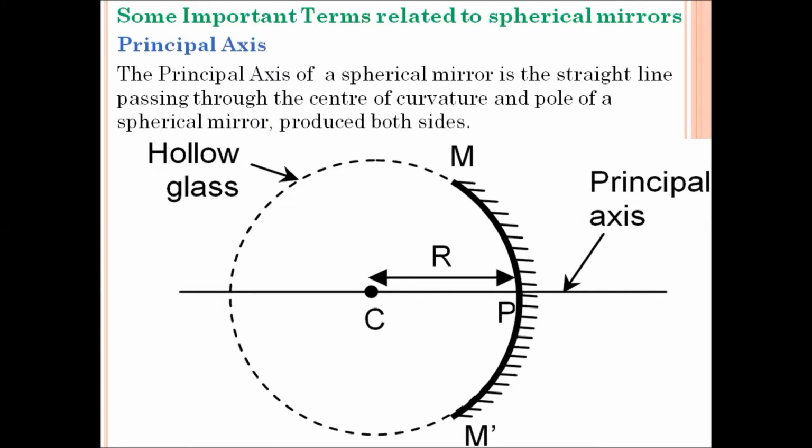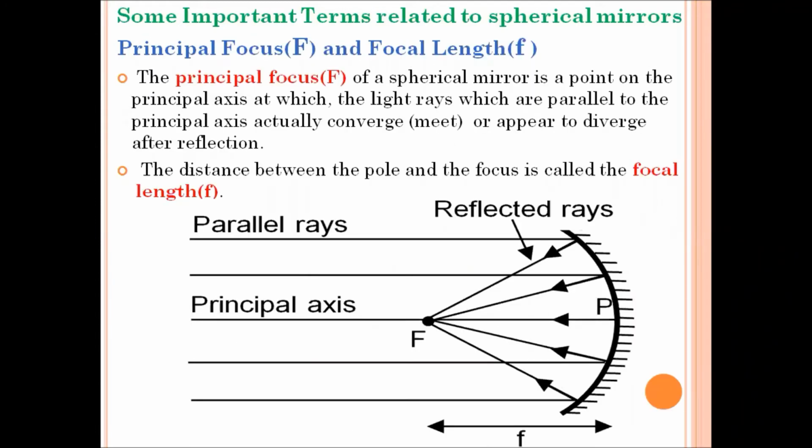Principal axis. The principal axis of a spherical mirror is the straight line passing through the center of curvature and pole of a spherical mirror, produced both sides. Principal focus and focal length. The principal focus of a spherical mirror is a point on the principal axis at which the light rays which are parallel to the principal axis actually converge or appear to diverge after reflection. It is denoted by symbol capital F, whereas focal length is the distance between the pole and the focus. It is denoted by symbol small f.